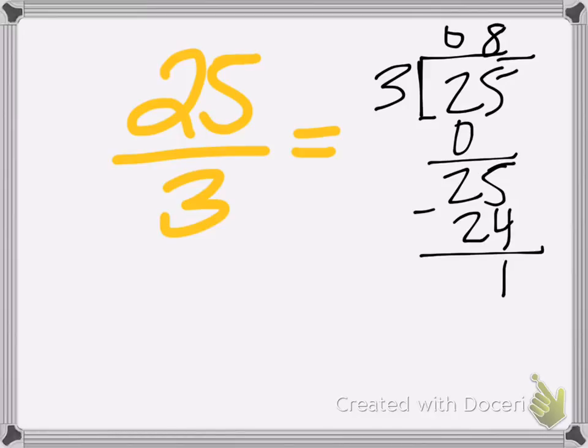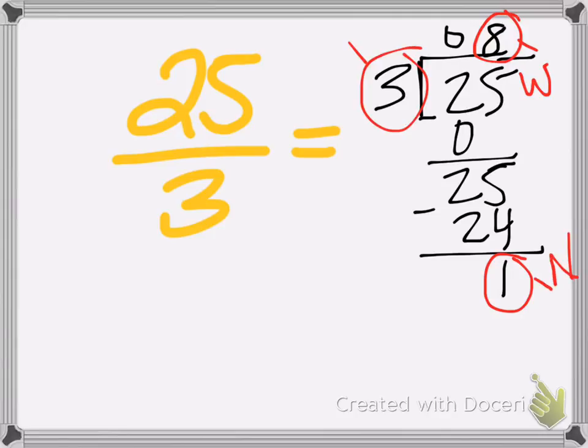I have a remainder. Remember, now we're going to use the remainder. So this 8 becomes my whole number. It tells me how many equal whole groups. This 1 becomes my numerator. It tells me what parts are left over. And the denominator stays the same. So the answer is 8 wholes with 1 and 3/8 left over.